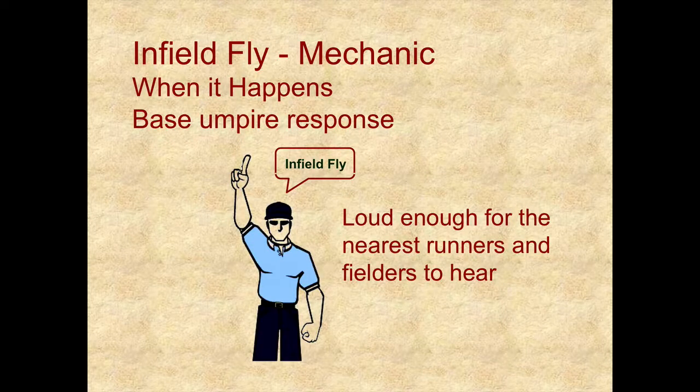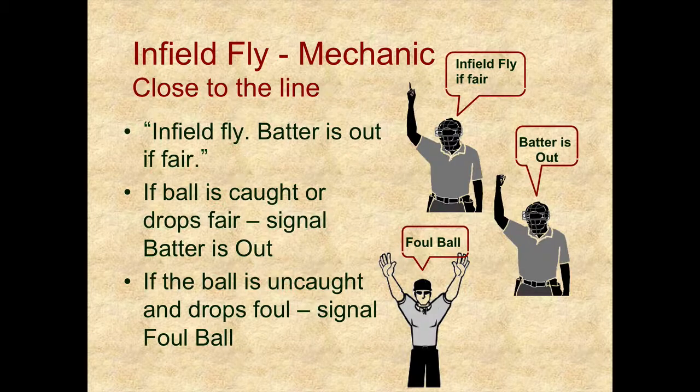Once the plate umpire has declared the hit an infield fly, the base umpire should raise one finger in the air and say, in a voice loud enough for the closest players to hear, "Infield fly." If the ball is close to the line, the plate umpire should include the words "if fair" in her declaration of infield fly. And remember, she should also be straddling the line.